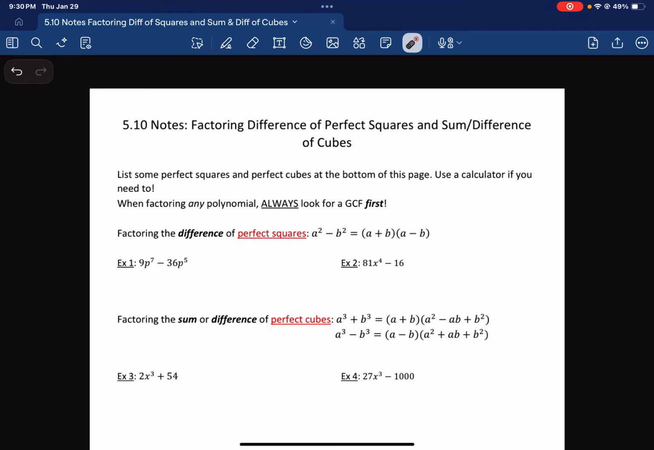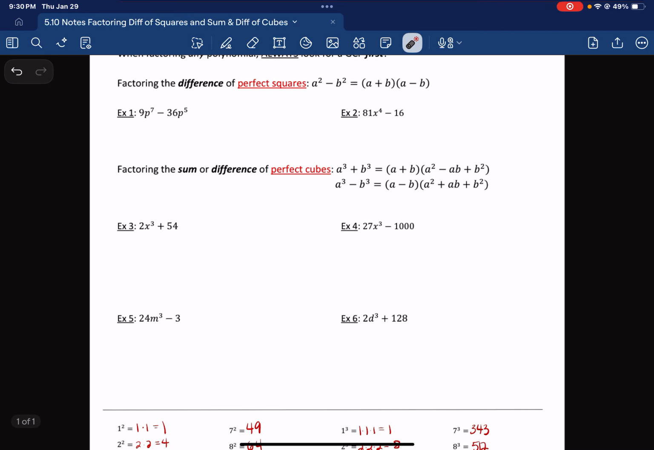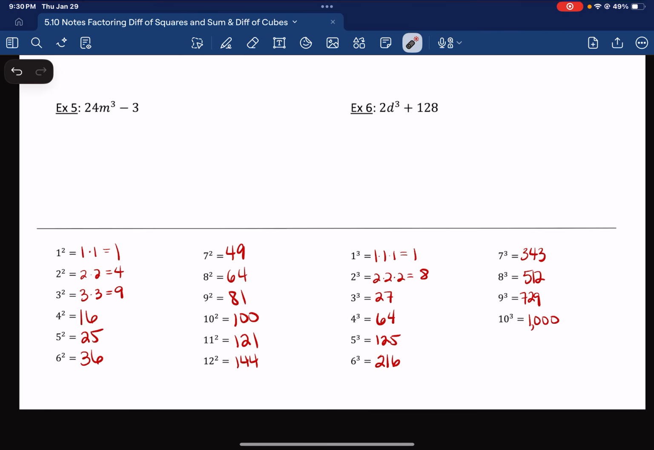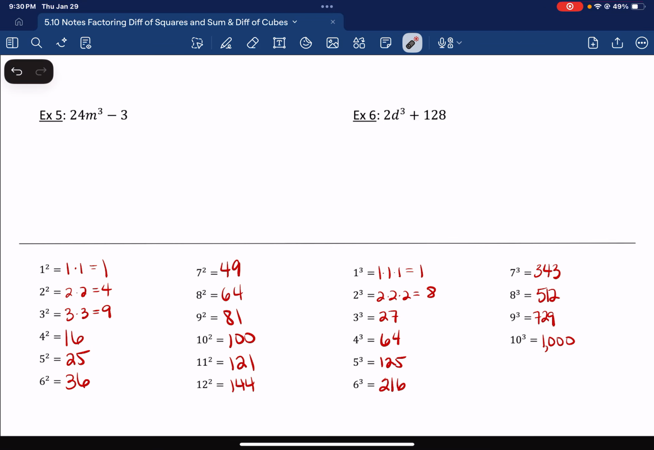All right, factoring the difference of perfect squares and the sum or difference of cubes. Remember, difference just means a subtraction problem, and sum is addition, okay? So I always want you guys to look for a GCF anytime you are factoring. But because we're working with squares and cubes, it would probably be a good idea to go ahead and write out some perfect squares and perfect cubes.